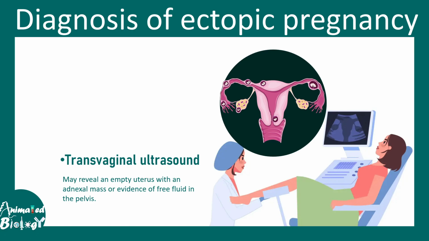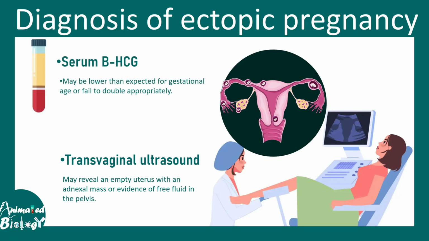The diagnosis happens generally via transvaginal ultrasound. If the implantation is in an ectopic site, that can be seen in the USG report. Also, serum beta HCG level is another good biomarker. A lower than expected HCG for the gestational age is indicative of ectopic pregnancy.